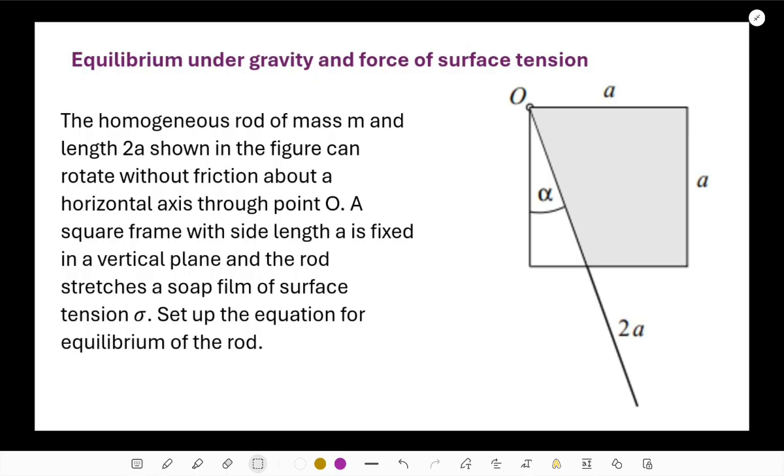And this is a starter, and you can read the statement of the problem that says: a homogeneous rod of mass m and length 2a, shown in the figure, can rotate without friction about a horizontal axis passing through point O. A square frame with side length A is fixed in a vertical plane, and the rod stretches a soap film of surface tension sigma.